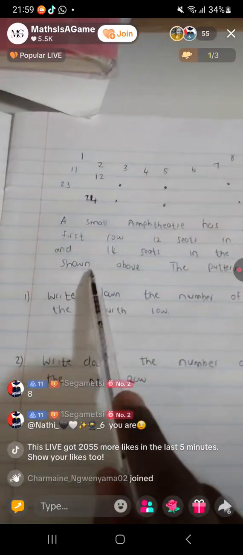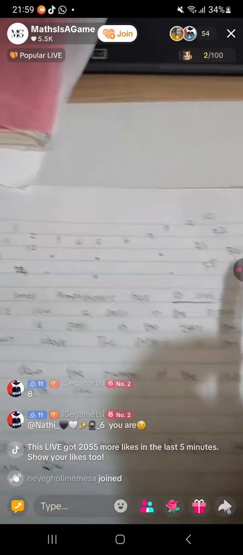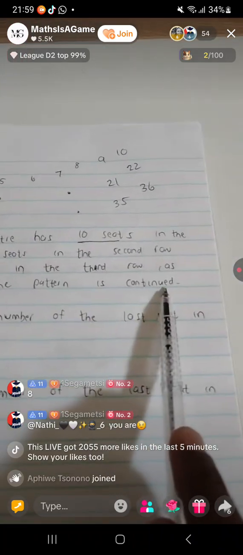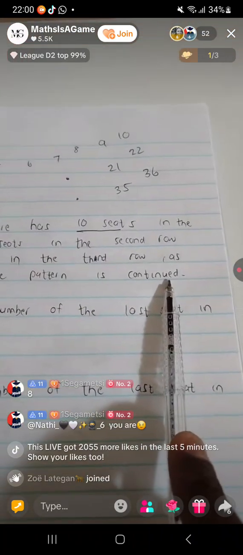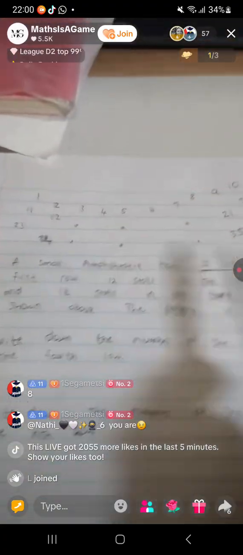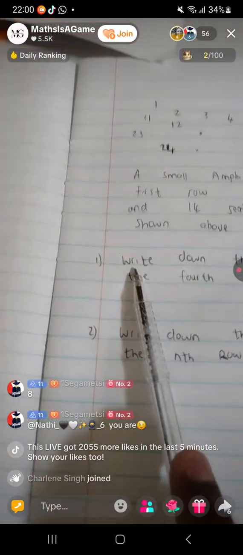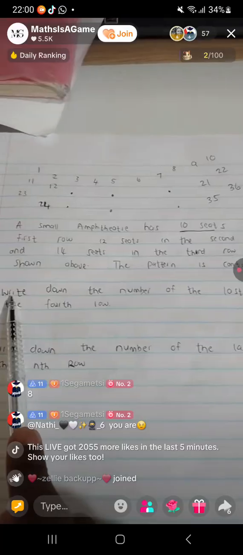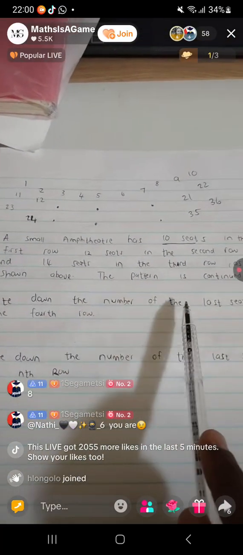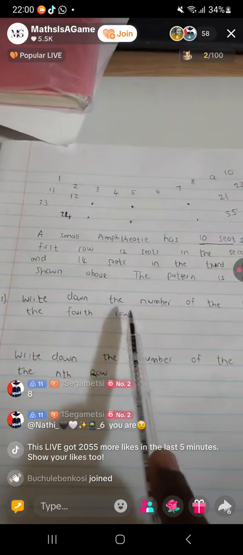Okay, now let's read what it says here. As shown above, that's basically our amphitheater. Now it's saying the pattern is continued. This pattern of arrangement of seats is continued. The first question being asked is: write down the number of the last seat in the fourth row.